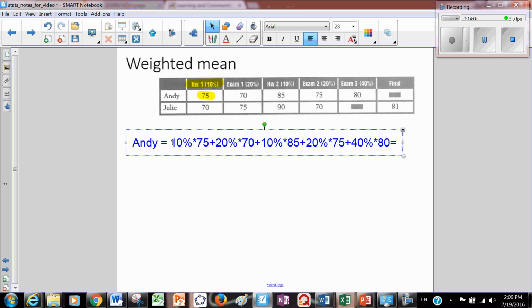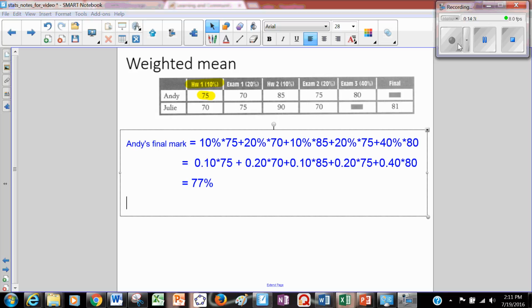So if you calculate all of that, when you do that on your calculator, if you have the percentage button, you can use it. If not, you can turn it into decimals. 10% is the same as 10 over 100 or 0.10 plus 0.20 times 70 and so on. So you can take your calculator, try it, pause the video, and then after come back and check if you got the right answer. So you should have 77% as the result for ND.